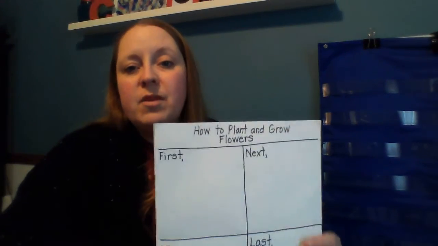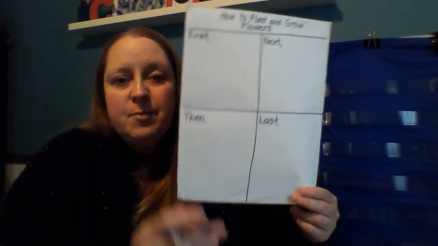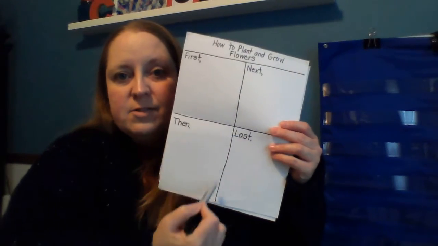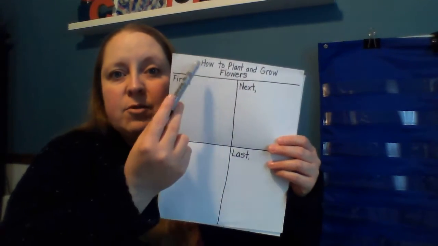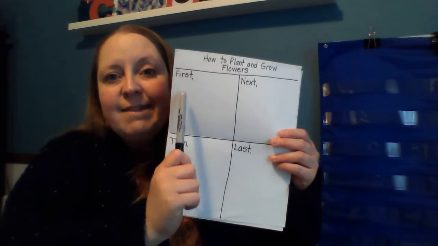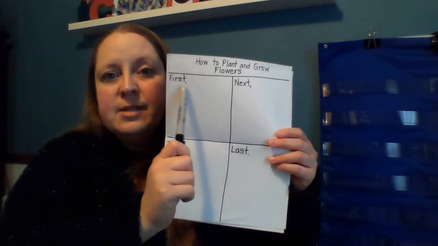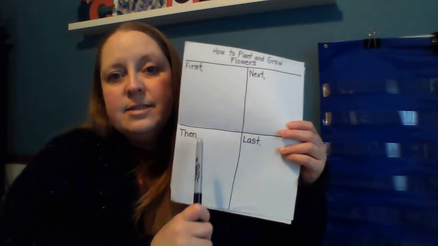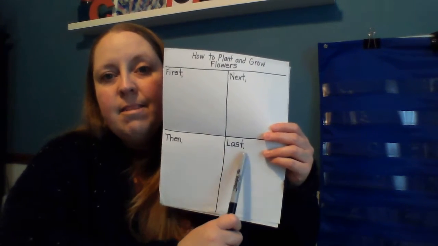All right. So let's think about the steps that she had to take to plant that garden and get it to grow. And it's a perfect opportunity to do some writing. So the best way to do this is to get a piece of paper and then you just fold it into 4 parts. I traced those lines so that I had 4 boxes, and I wrote a title at the top. It says, "How to Plant and Grow Flowers." And then in each box, I wrote a word. This says first, next, then, last.